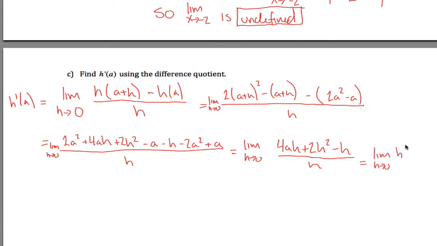I can factor an h out from the top because there's an h in all 3 of these terms, and be left with 4a plus 2h minus 1. And now I can cancel out these h's and get that my answer is the limit as h approaches 0 of 4a plus 2h minus 1. I can evaluate this limit by changing all the h's into zeros and get 4a minus 1.